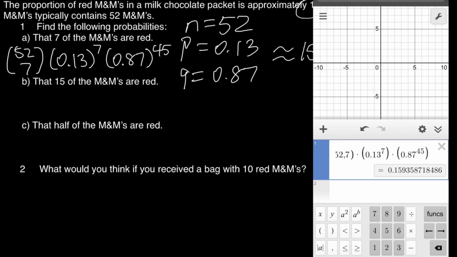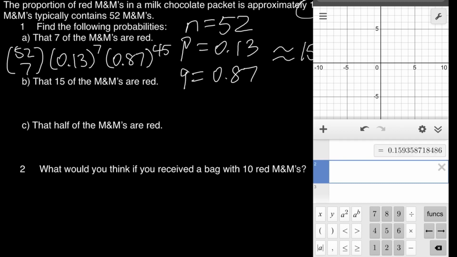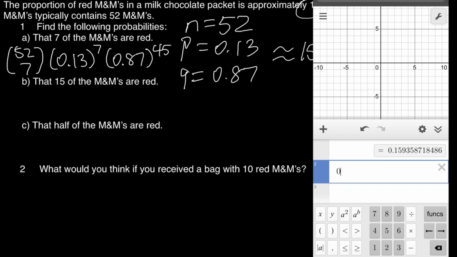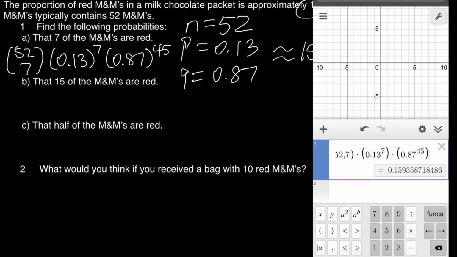And we know the number makes sense because if we do some quick math here, 13% of 52 is 6.76. That's the average number of red M&Ms you'll get in a single bag. So 15.9%, that's almost 16%. That's a pretty high number, so the answer makes sense.